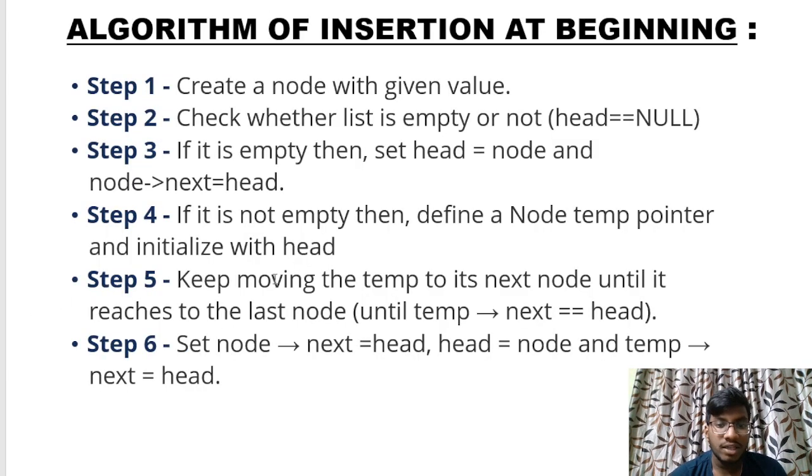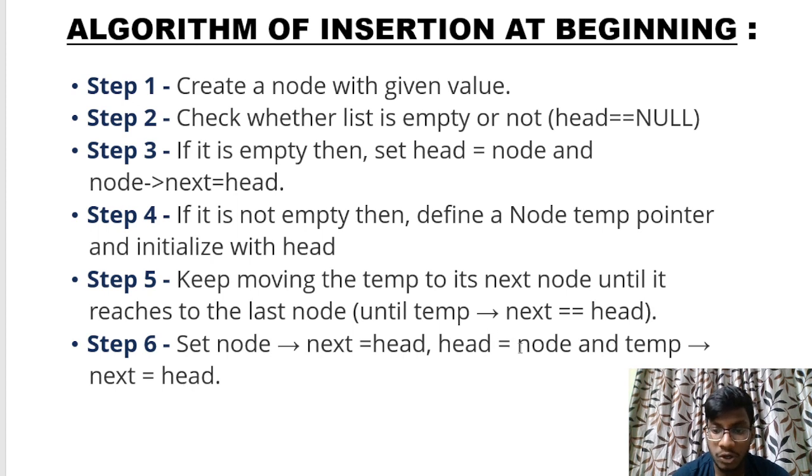So for that, we take a temporary pointer, initialize it with the head, and move this temporary pointer until we reach the last node. That condition is checked by temp of next double equal to head. Head is the first node address. When we reach the last node, we assign new node of next equal to head, and we assign the new node address to the head variable, temp being the last node pointer variable. Temp is the last node, and temp of next points to the head.